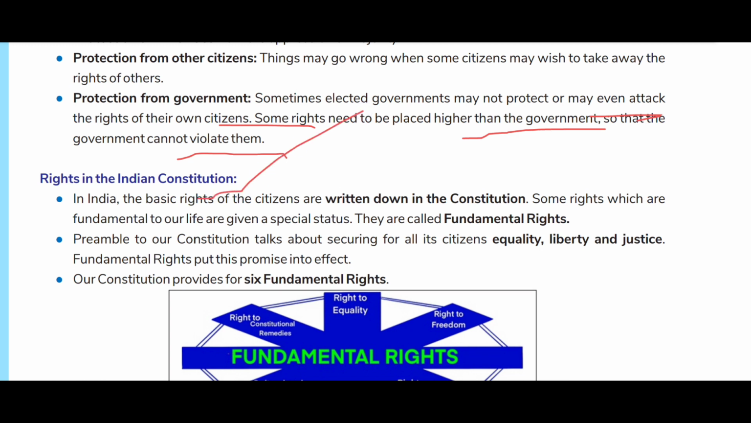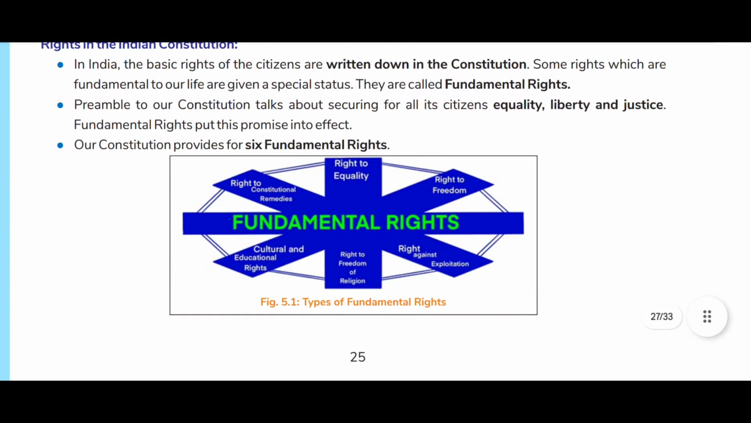Rights in the Indian Constitution. In India, the basic rights of citizens are written down in the Constitution. Some rights which are fundamental to our life are given a special status. They are called fundamental rights. The Preamble to our Constitution talks about securing for all its citizens equally liberty and justice. Fundamental rights put this promise into effect. Our Constitution provides for 6 fundamental rights. These are right to equality, right to freedom, right against exploitation, right to freedom of religion, right to cultural and educational rights, right to constitutional remedies.